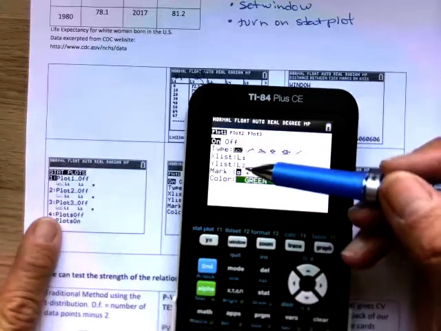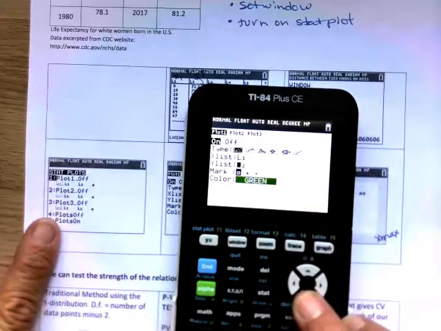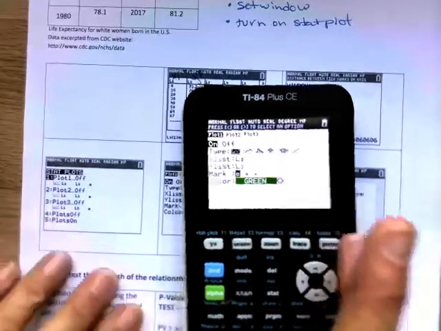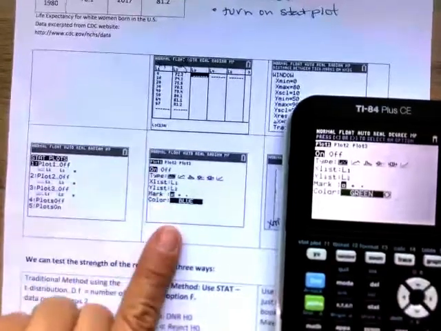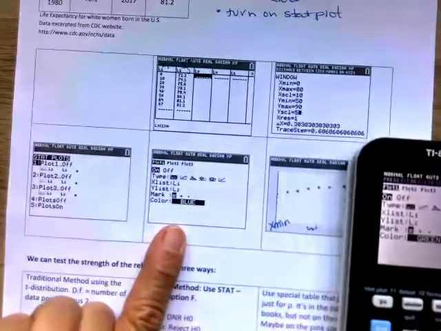Then you tell your calculator where you put your data, and if you want to choose a color, if you have that option, go ahead. So that's all. Now it's all set. It looks just like the next screen.